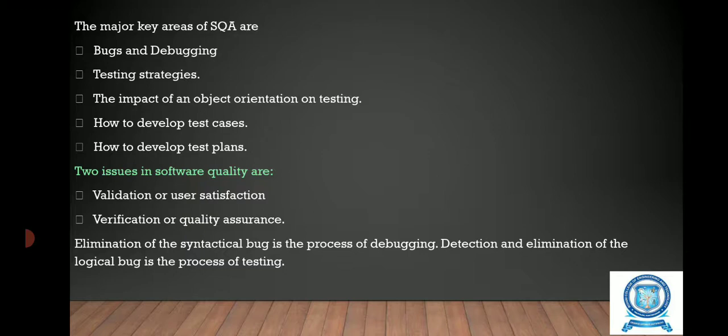There are two issues in software quality, that is validation or user satisfaction, and verification or quality assurance. The elimination of the syntactical bug is the process of debugging. Detection and elimination of the logical bug is the process of testing.